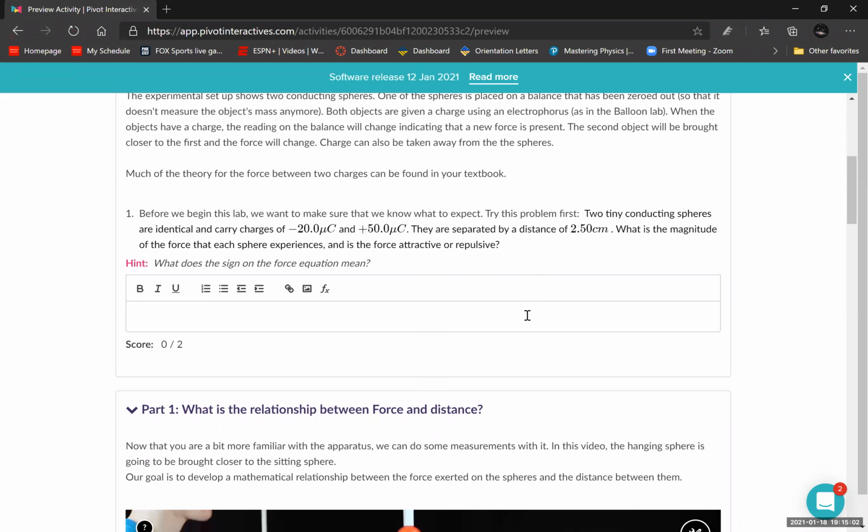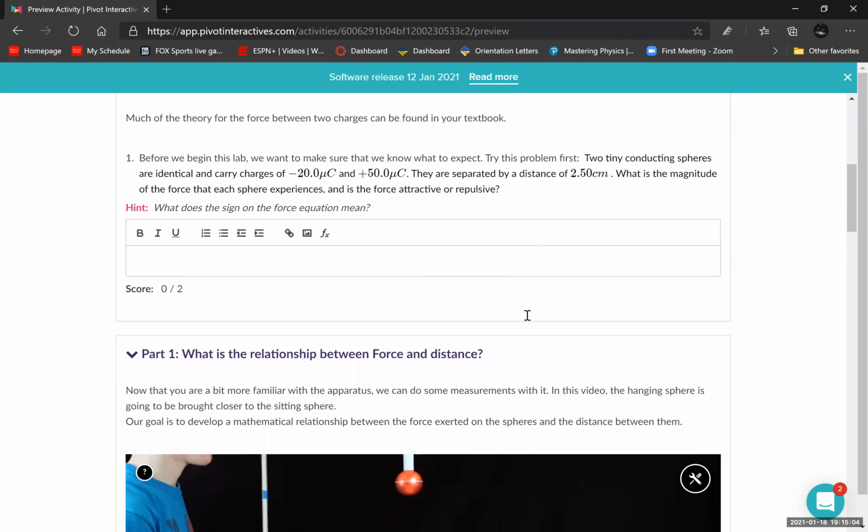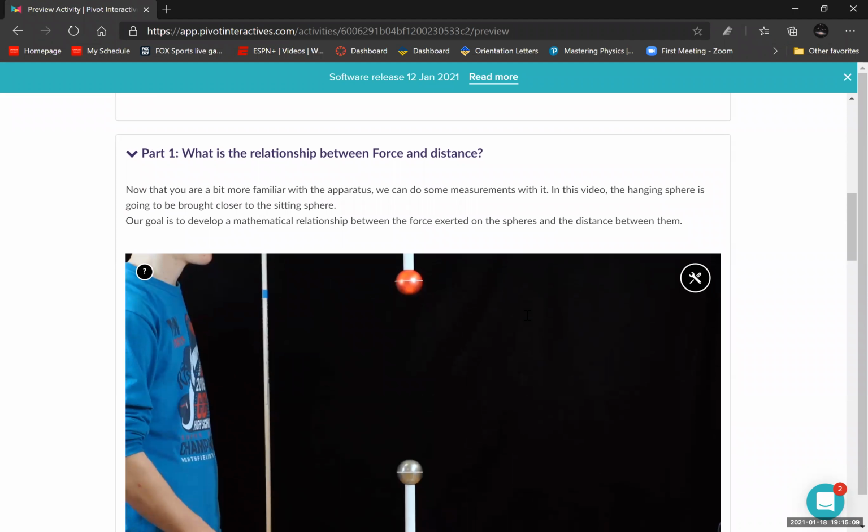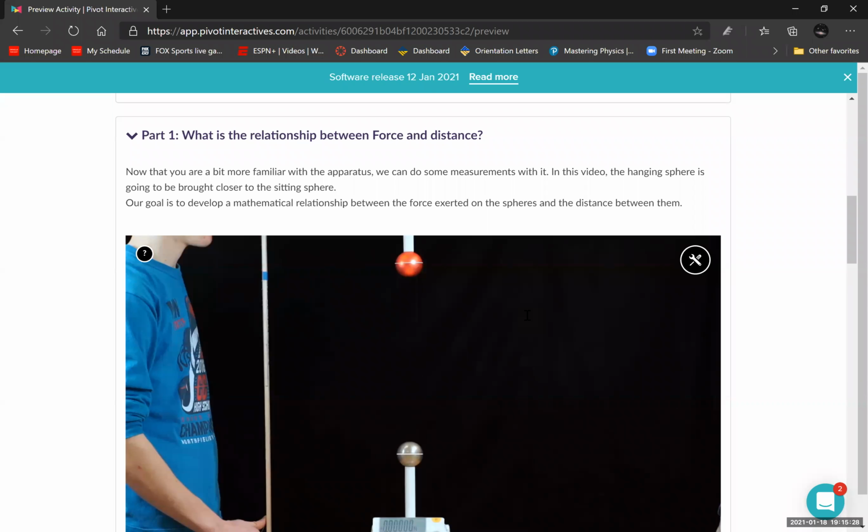Now, when we go to part one, this is when our experiment will start. The Pivot Interactive labs are, in my opinion, the closest thing we can get to actual experiments. Obviously it's not the same as when you're setting up the apparatus and measuring, but considering the circumstances, this is actually quite good.